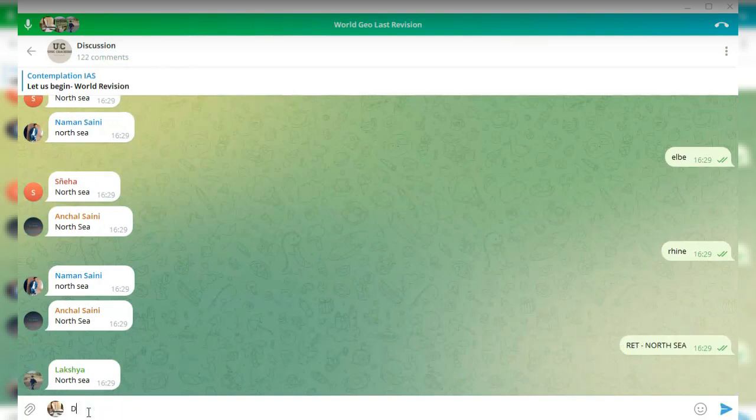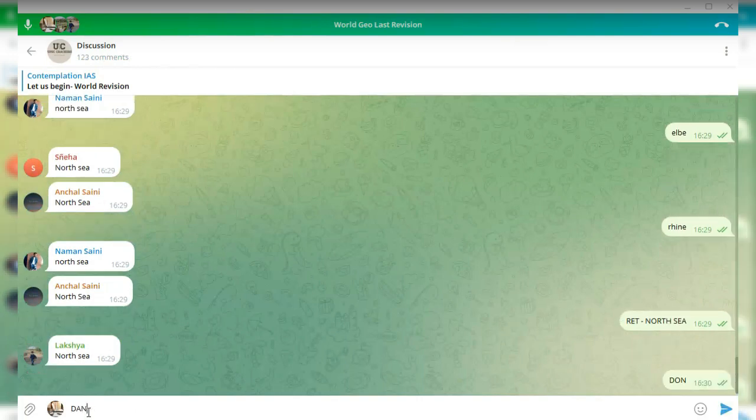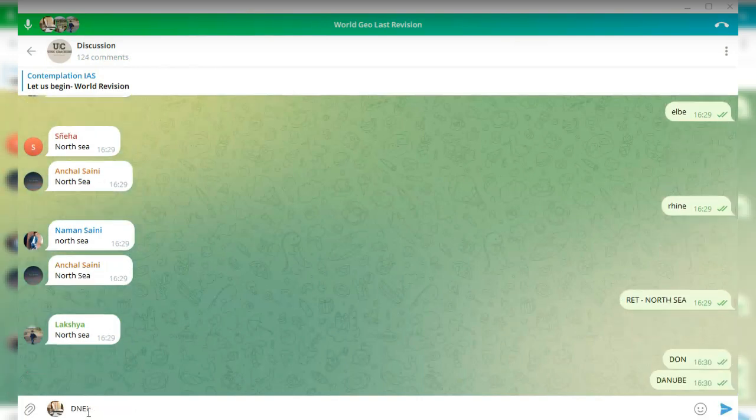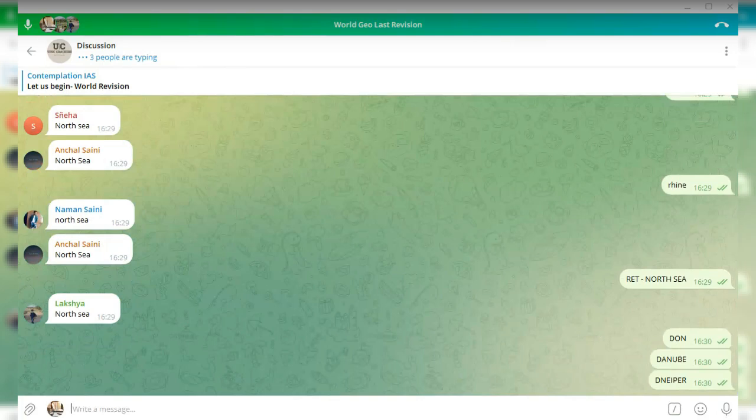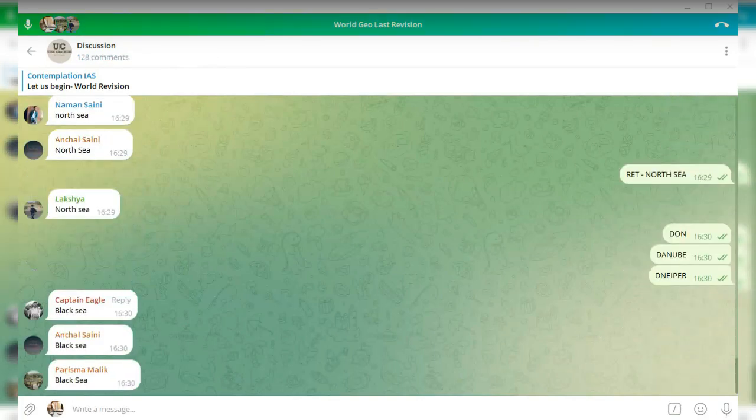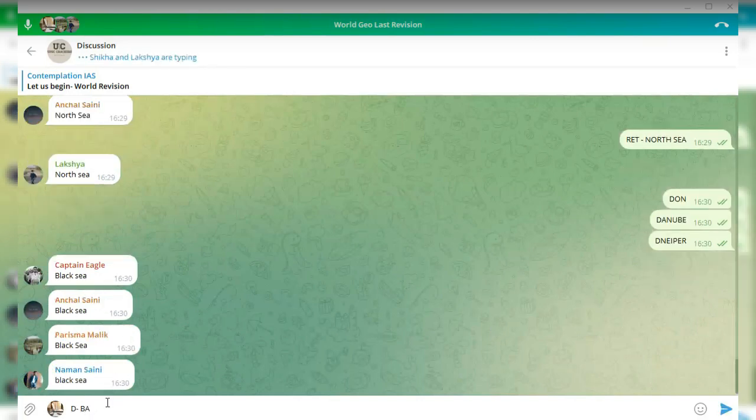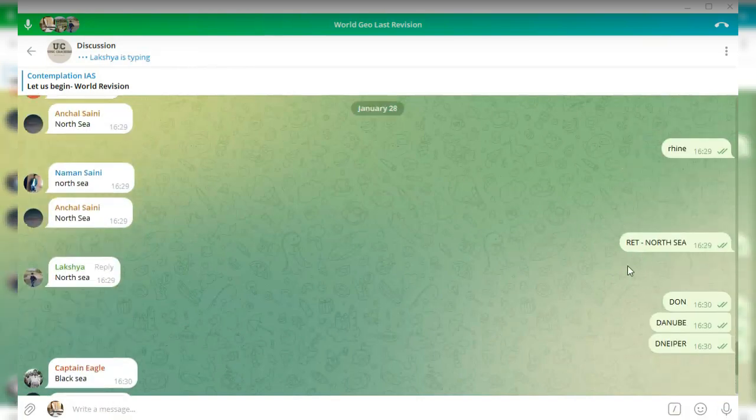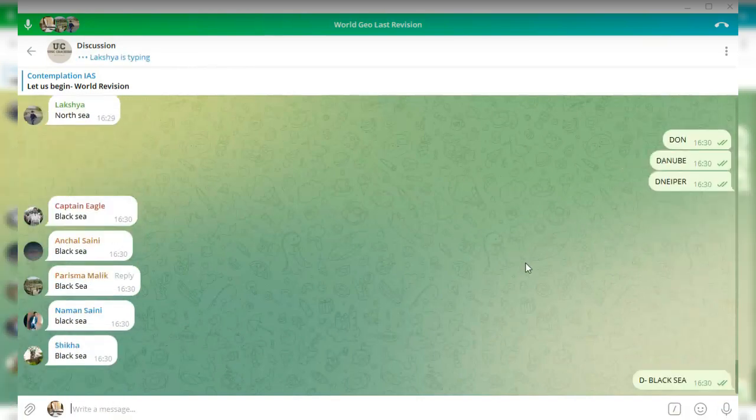Now Don, Danube, and Dniester fall into, whatsoever river starts from letter D will fall into Black Sea. Okay, so this is how you have to remember. First one was RAT. So Rhine, Elbe, Thames, North Sea. Then comes the Don, Danube, Dniester. All three start from D, falling into Black Sea. Okay.